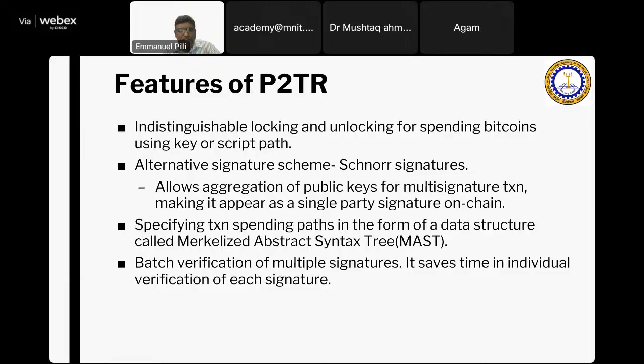So there is an alternative signature scheme called Schnorr signatures. They allow aggregation of public keys for multi-signature transactions, making it appear as a single party signature on chain. So the Schnorr signatures take multi-signature, which we discussed briefly. So the multi M of N signatures kind of thing, and then it takes the multi-signature public keys, taking all of them, but then it appears like a single key only. So that is the greatness of Schnorr signatures.